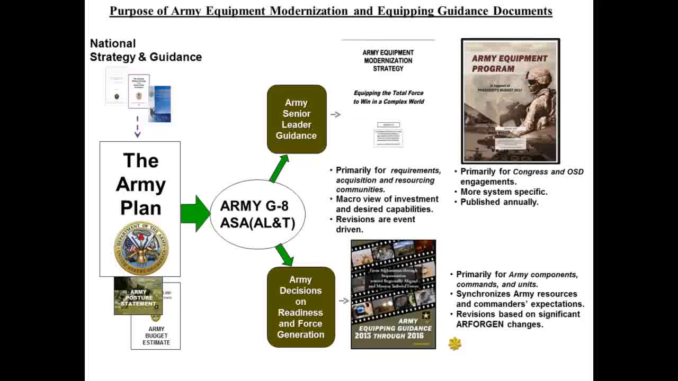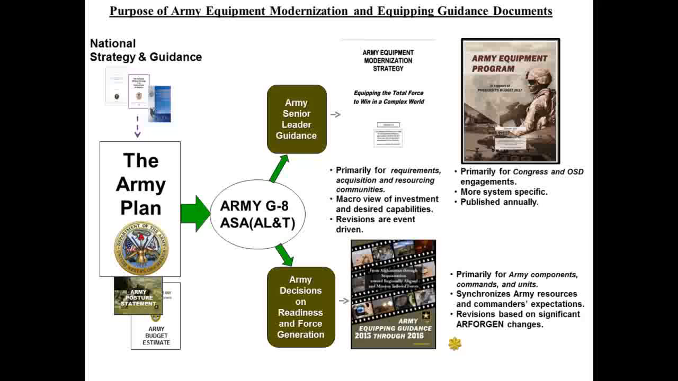All right, so we talked about some resource prioritization documents. Now we're going to talk about some equipping prioritization documents. Of course, it all starts with the National Strategic Guidance into the Army Plan, which produces the posture statement and budget estimate. You want to also tell the students how that influences these other documents. The first one is the Army Equipment Modernization Strategy, focusing on the fact that this is for the acquisition and resourcing communities, letting them know, hey, this is where Department of the Army wants to go forward in its equipment strategy. So it's the macro view, letting them know where we want to invest.